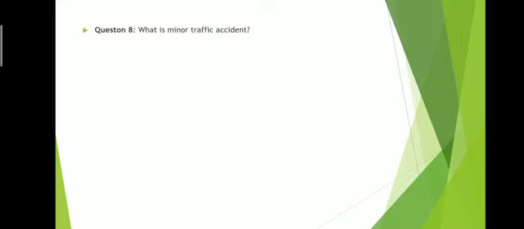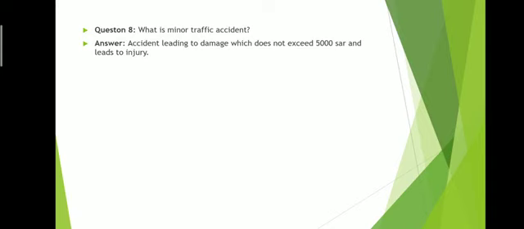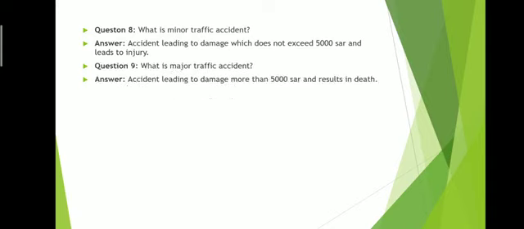What is a minor traffic accident? Anything which has expense below 5000 riyal and leads to injury only. This is a minor traffic incident. A major traffic accident is anything which leads to damage of more than 5000 riyal. That is a major traffic accident, and it leads to death also.